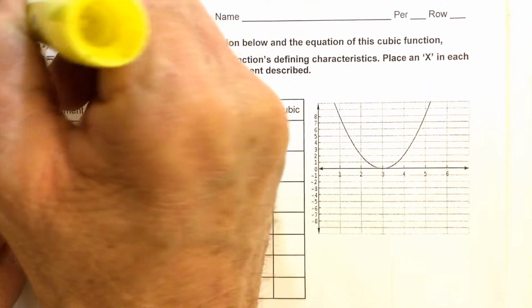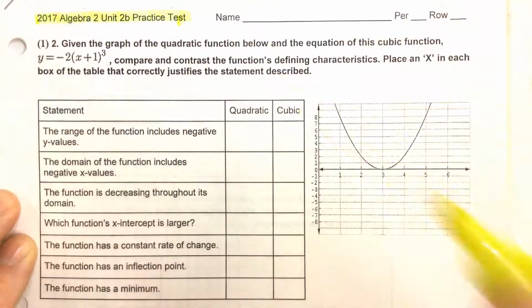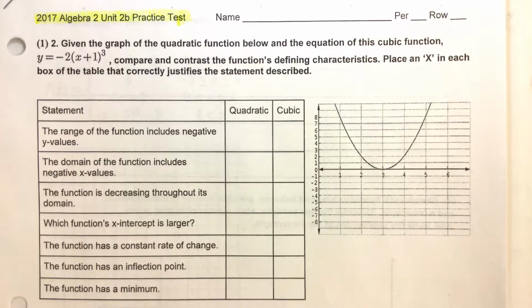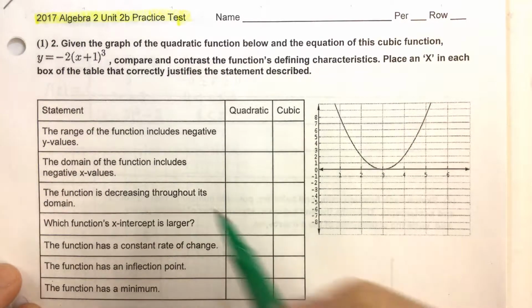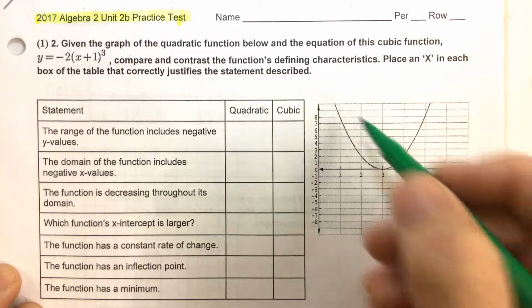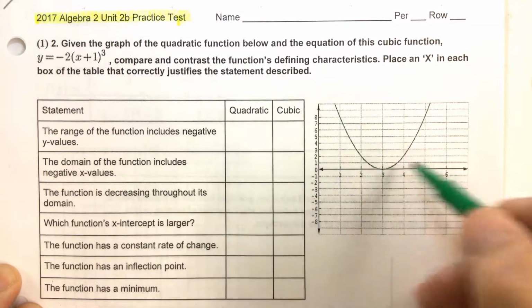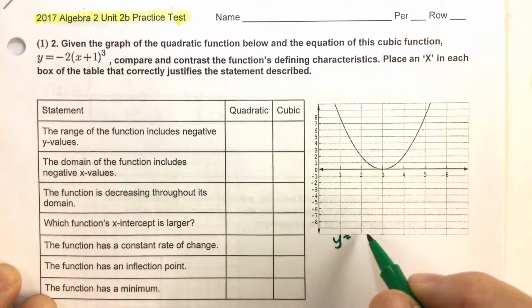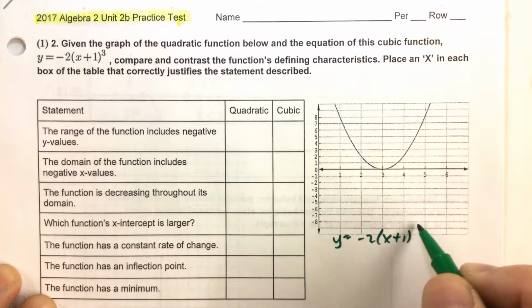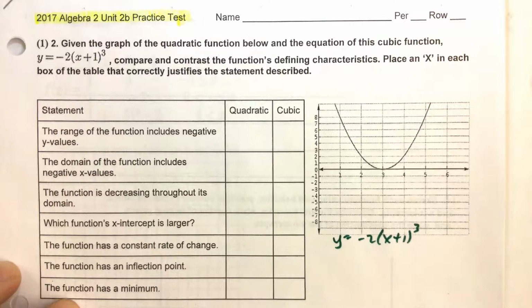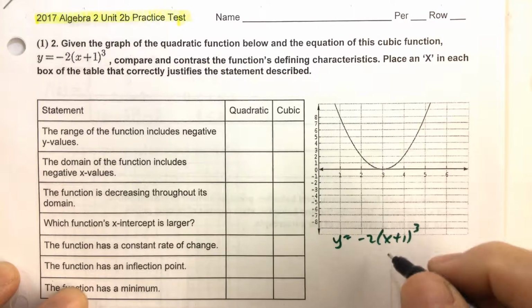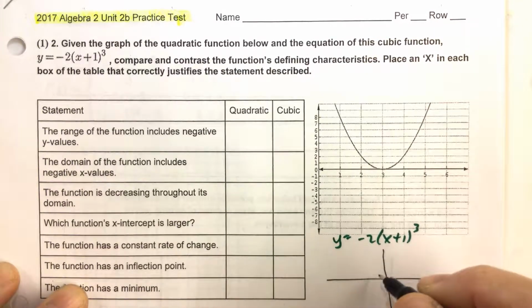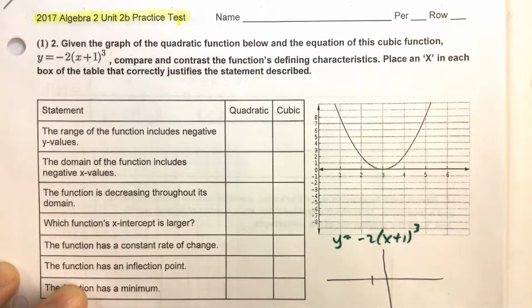In this set of videos, I'm going to explain many of the problems on this Algebra 2 Unit 2b practice test. We did this one in class, but just in case you weren't here, you've got the graph of a parabola, a quadratic function, and then you've got another graph, y equals -2 times (x plus 1) cubed, that we're comparing the quadratic function with. So it would be important to note exactly what to do for this graph.